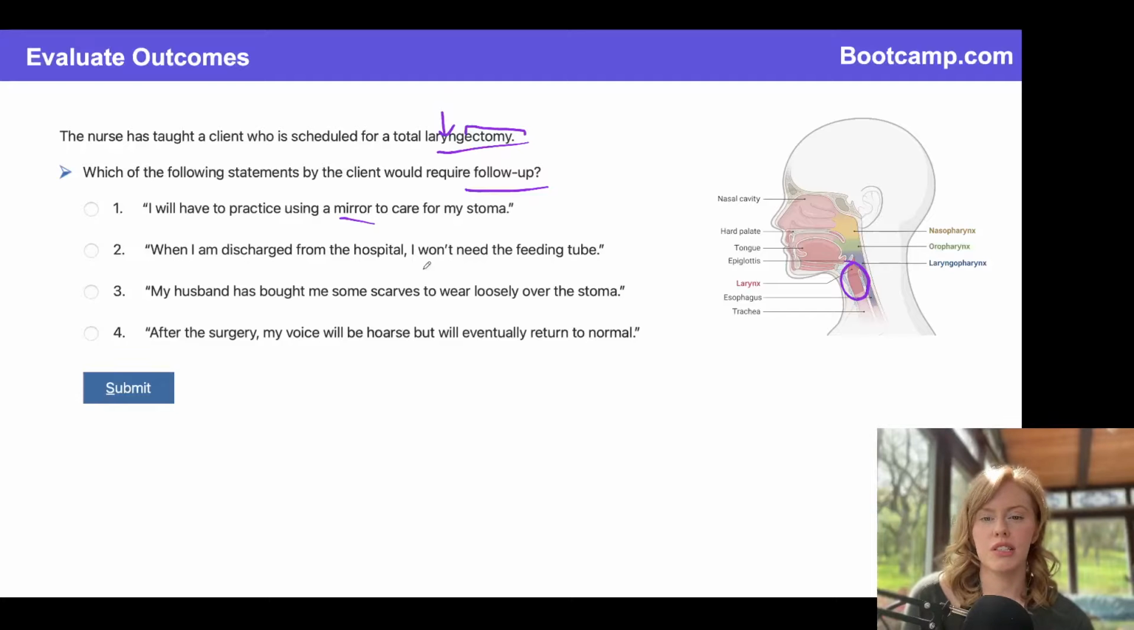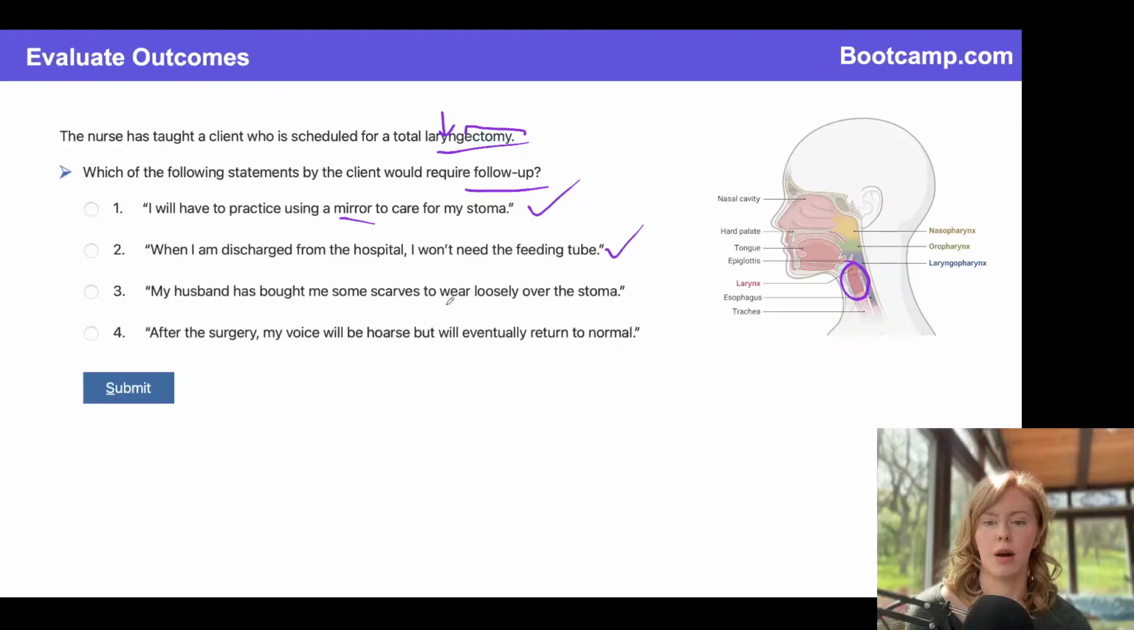Then, "When I'm discharged from the hospital, I won't need a feeding tube." So that's fine, right? That's correct. They are not going to be limited in their ability to chew and swallow. They still have their tongue, they still have their teeth. So unless we removed something else, they don't need a feeding tube and they can eat normally. So this is fine as well. Both of these are normal.